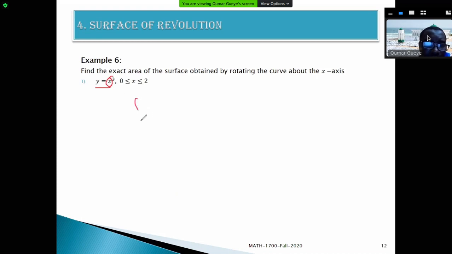your integral is going to involve the derivative of y with respect to x. This depends on how your function is defined. And your integral is going to be in terms of x. This part here comes from here, because your function is in terms of x.